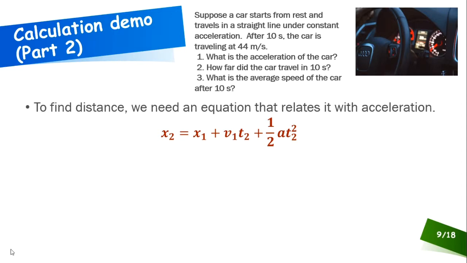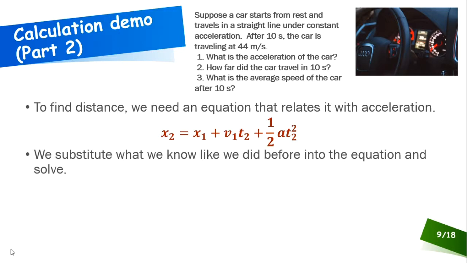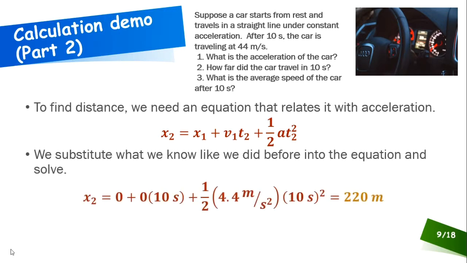So x2 is the distance or position of the vehicle at position 2. x1 is the distance or position at position 1. v1 is the speed or velocity at position 1. t2 is the time at position 2. a is the acceleration, which of course is the same. We're assuming it's the same all throughout, so there's no subscript there. t2 is the time at position 2, and we're going to square it in that last term. So now we've got this equation. Let's substitute in what we know and then solve the equation.